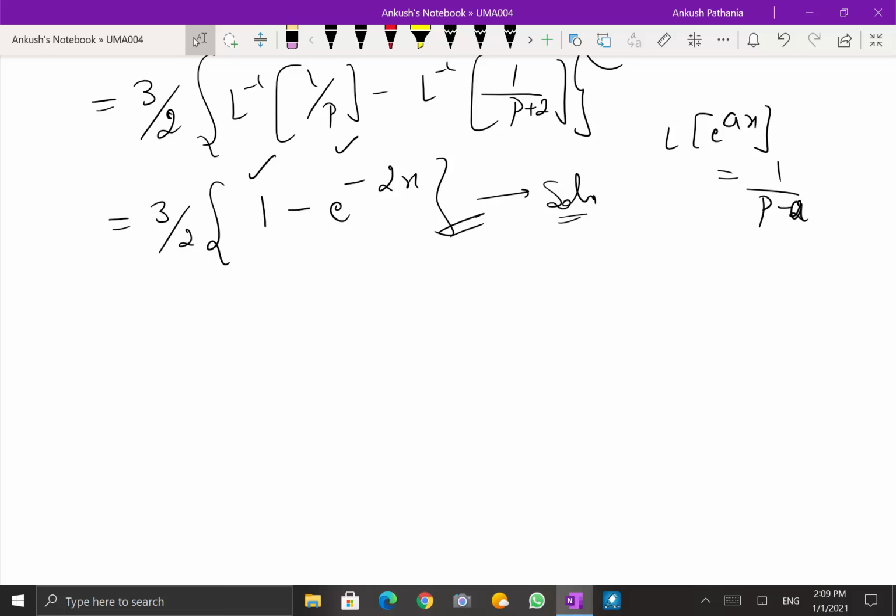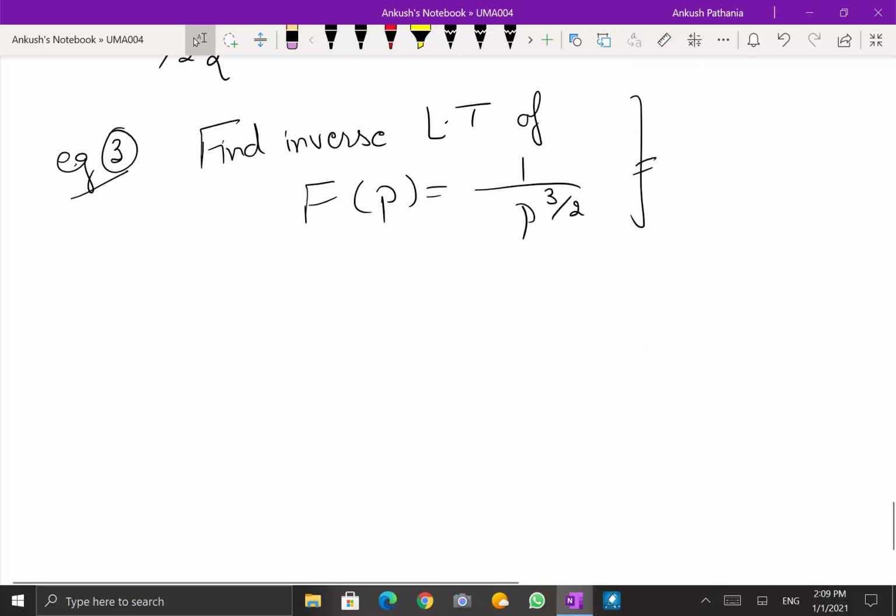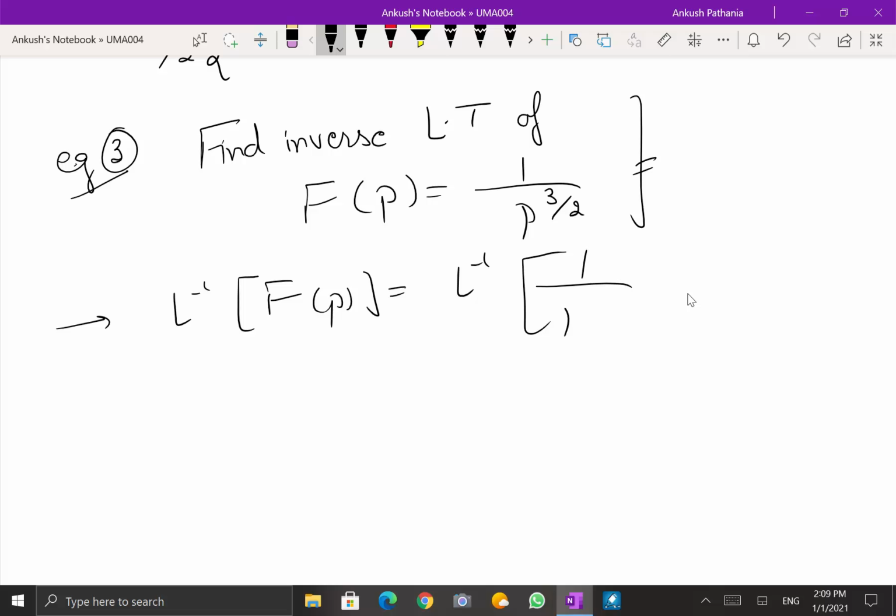Now let me come to example number 3, regarding the properties of the inverse Laplace transform. Third is: find the inverse Laplace transform of F(p) given to be 1 upon p^(3/2). So this is the next question. Now you can see here, in this case the F(p) whose Laplace inverse we have to find is in the form of p raised to power 3 by 2.